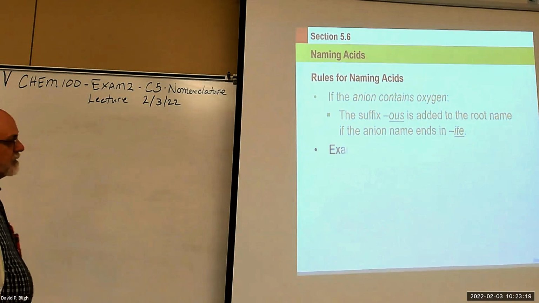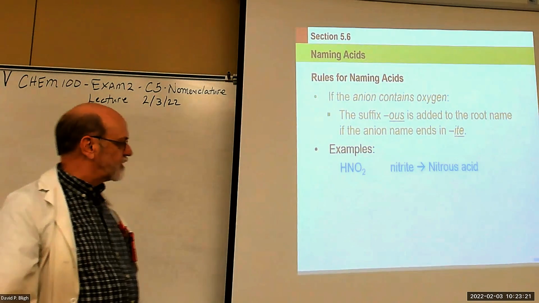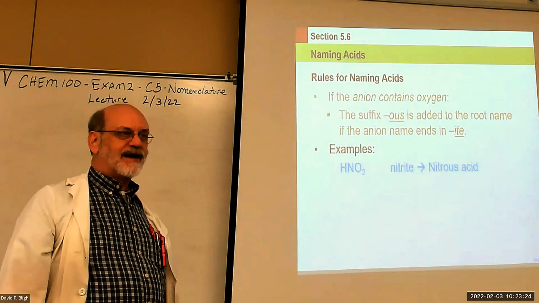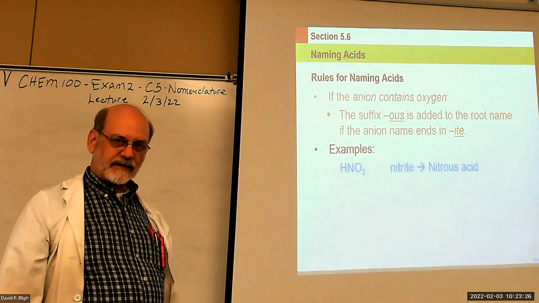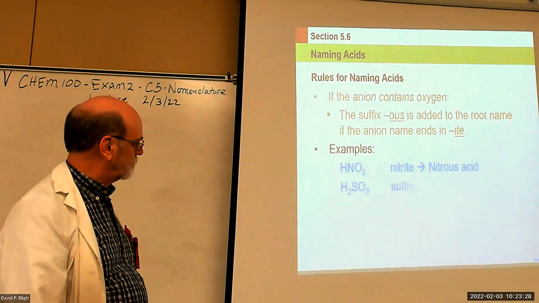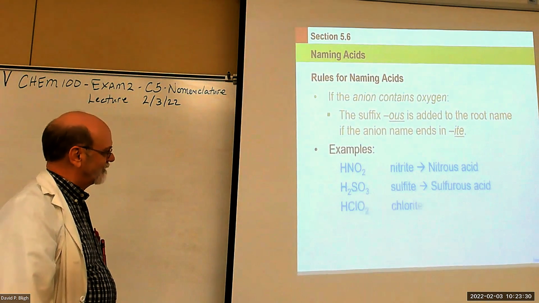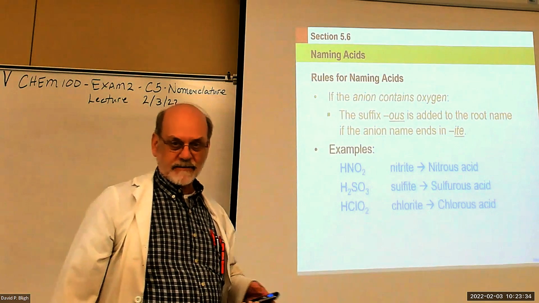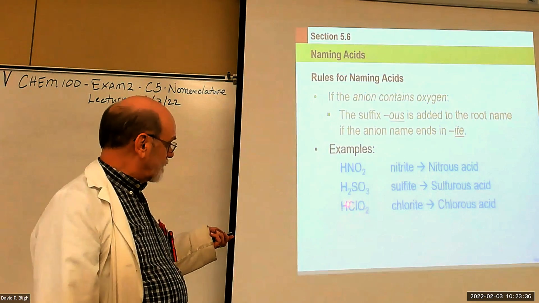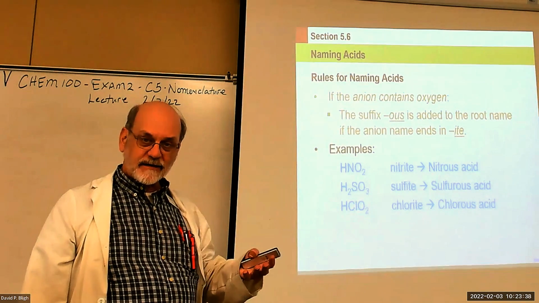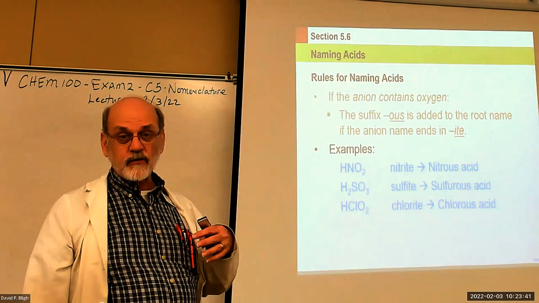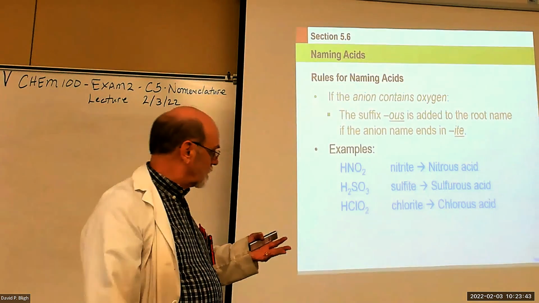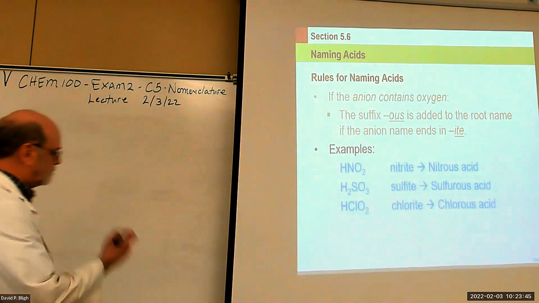Okay, here are your examples with ite. Ite becomes ous. Ate becomes ic. Ite becomes ous. And it's all based upon that polyatomic ion. Right? Chlorite. Remember, ClO3 is chlorate. So HClO3 would be chloric acid.